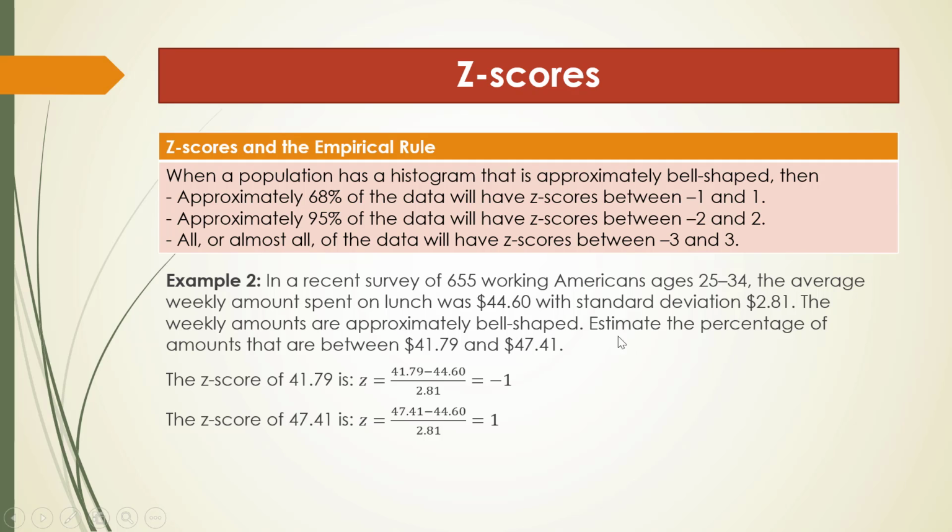So the percentage of amounts that are between 41.79 and 47.41 is basically the percentage of data that have Z-score between -1 and 1. So apply the empirical rule. Approximately 68% of the data will be having the Z-score between -1 and 1.